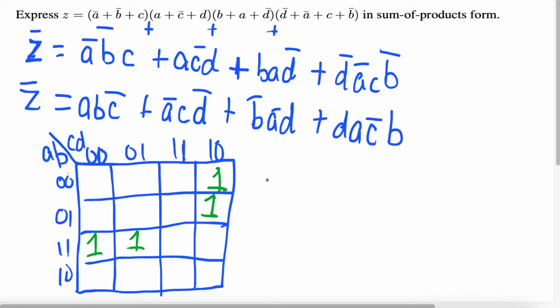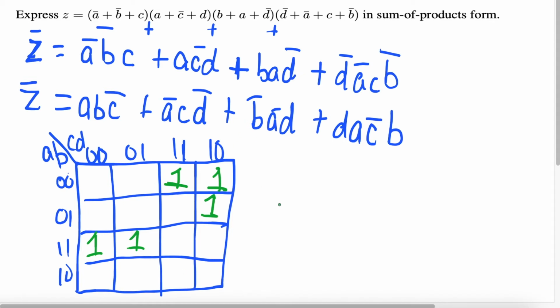Now going forward, we have b bar, a bar, and d. So for b bar, we know that b is equal to 0 in the first 2 rows once again. We know a is equal to 0 in the first 2 rows. And then we have it only when d is equal to 1, right? So when a is equal to 0, b is equal to 0, that's in the first row only when they're both equal to 0. And when d is equal to 1, we know that this is the only box that makes sense because d is equal to 1, a is equal to 0, and b is equal to 0.